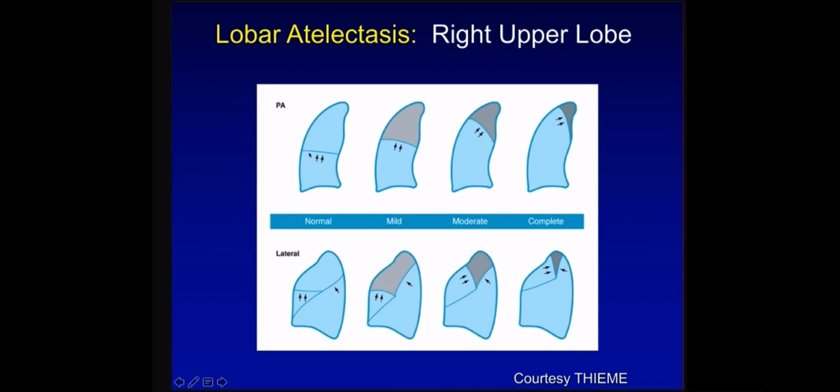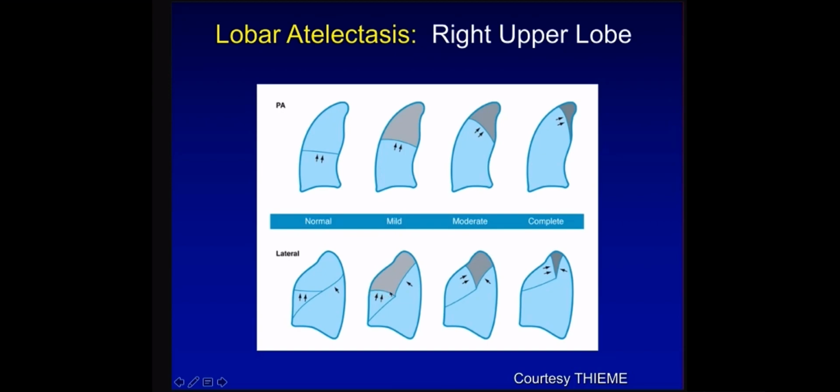The arrows point to the fissures you want to keep your eyes on. On the frontal radiograph, you're going to watch the minor fissure as it progressively goes up and becomes bowed, and the collapsing lobe will eventually become very flattened almost against the mediastinal structures on the right, and will obscure them as well.